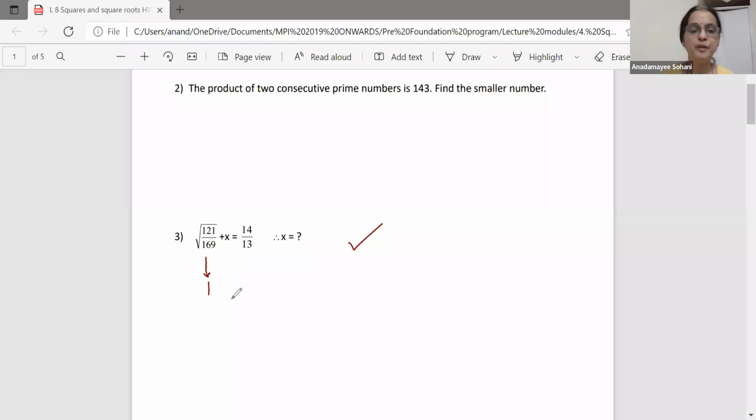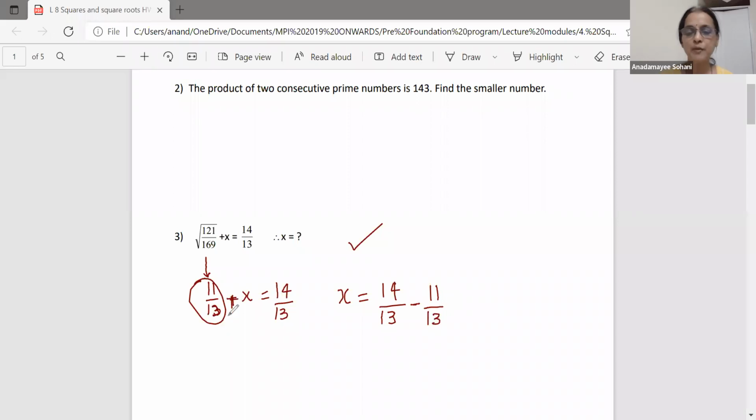And then 11 upon 13 plus x is 14 upon 13. So to find the value of x, I will simply shift 11 upon 13 to the right hand side. And now I'm not going to make it upside down because it is plus this whole fraction. I will keep the whole fraction as it is and plus will become minus. Please remember, I'm not making it upside down because it is not multiplication. If it was multiplication, then I would have written this as 13 upon 11.